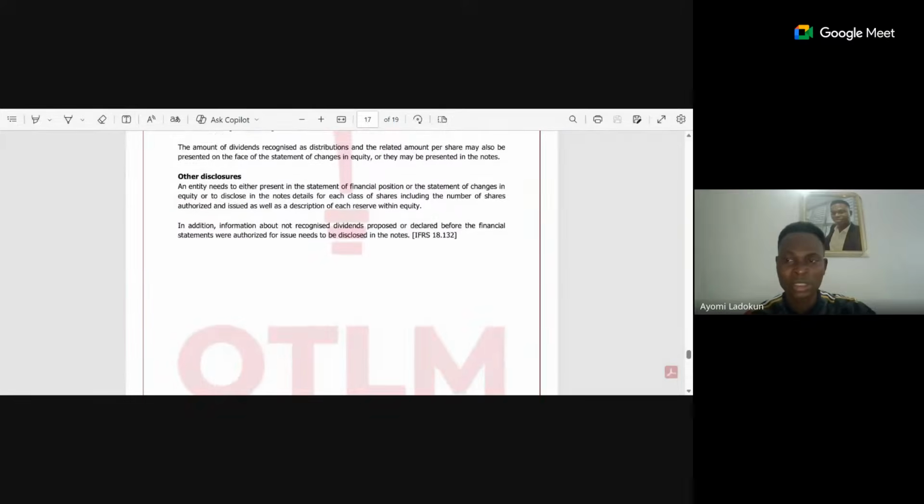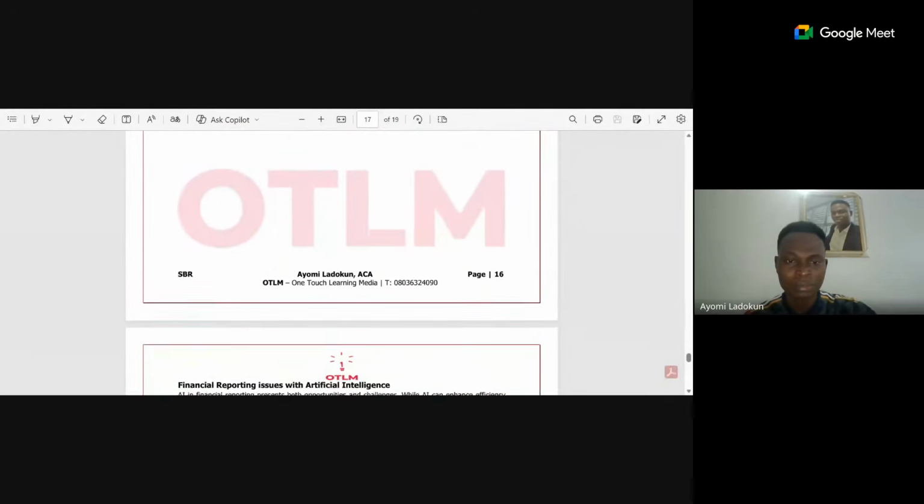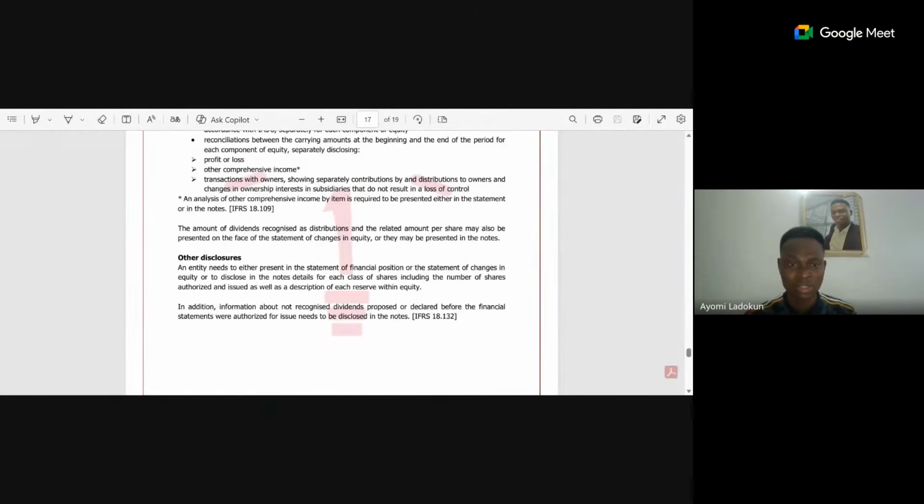Then it also talked about other disclosures. You need to either present in the statement of financial position or the statement of changes in equity, or disclose in the notes, details for each class of shares, including the number of shares authorized and issued, as well as a description of each reserve within the equity. Okay, so these are just brief information around IFRS 18.